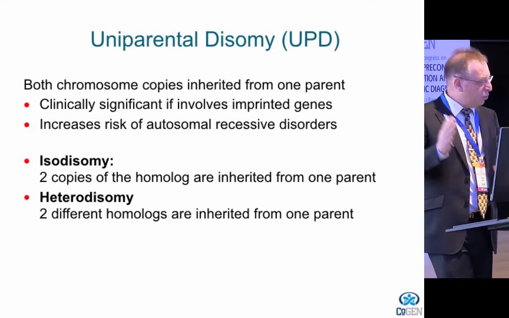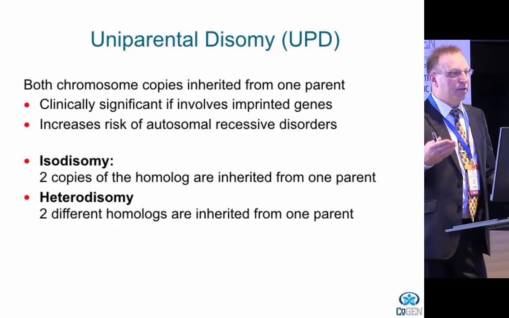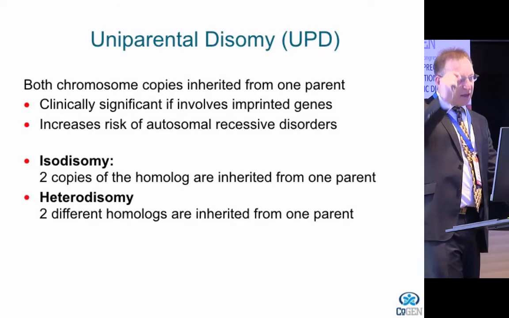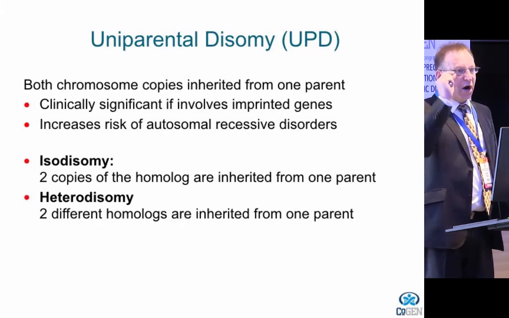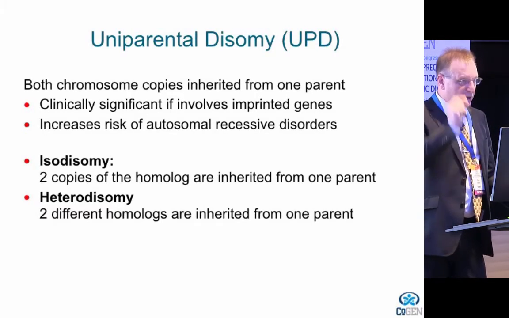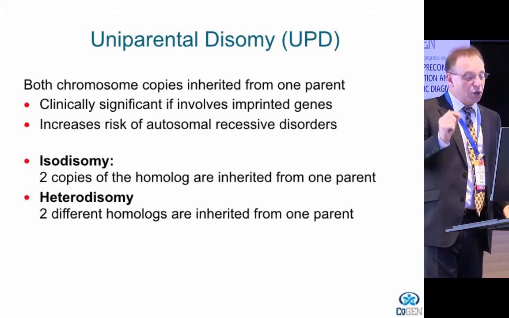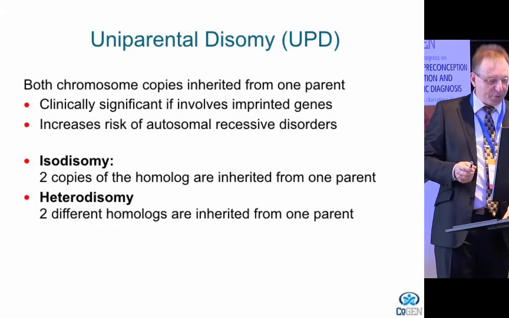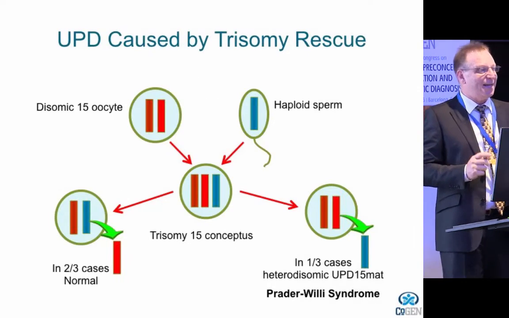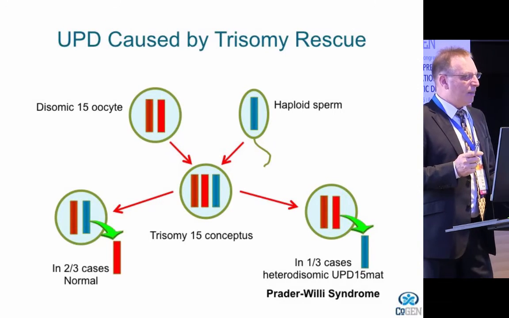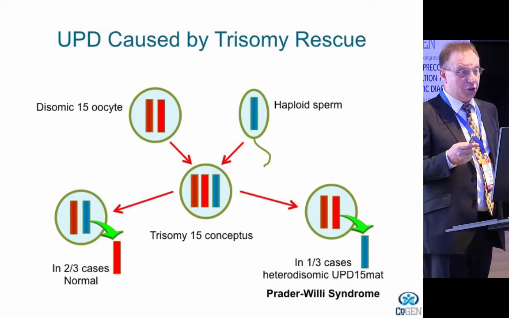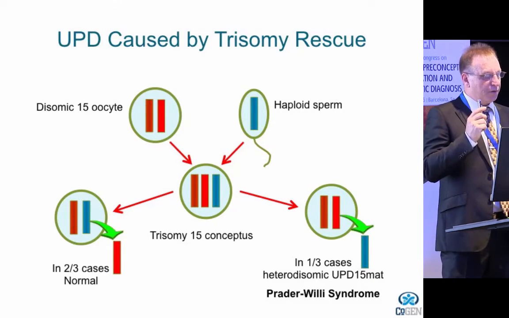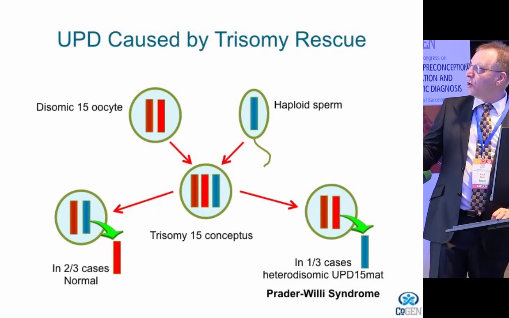Now, I'll walk you through two examples of uniparental disomy. One is called isodisomy, where both copies of the homolog of that chromosome are inherited from one parent. They're identical. And heterodisomy, two different homologs of the same chromosome also inherited from one parent. So I'll give you one example just to clarify. Let's take an example of an oocyte which has undergone non-disjunction. So let's assume this non-disjunction is for chromosome 15. And this is the oocyte.